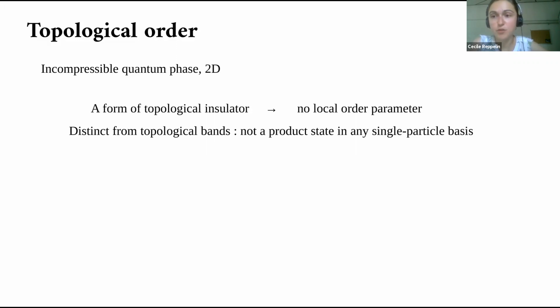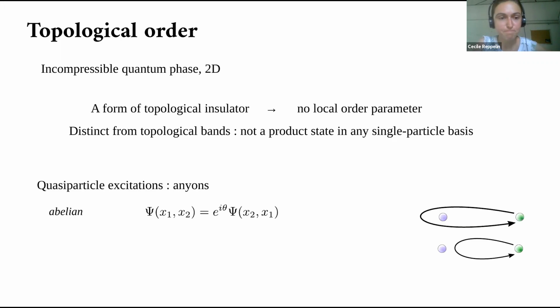But it is distinct from a topological insulator in the topological band point of view, because when you have a state that has topological order, you cannot write it as a product state in any single particle basis. So, for example, a Chern insulator doesn't have topological order in that sense, because you can write it down as a product state, meaning by just filling up a Chern band and writing down the Slater determinant corresponding to that.